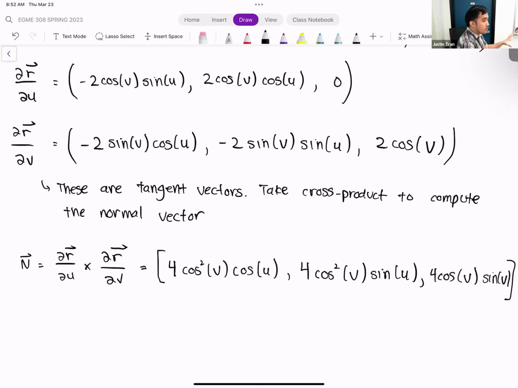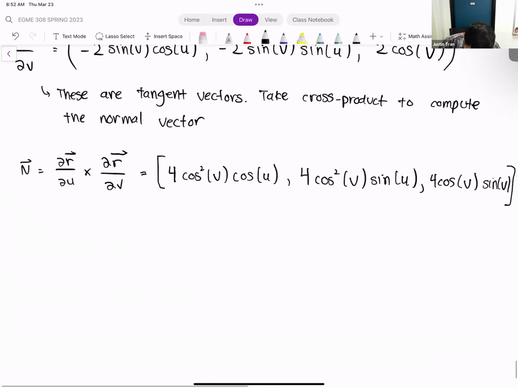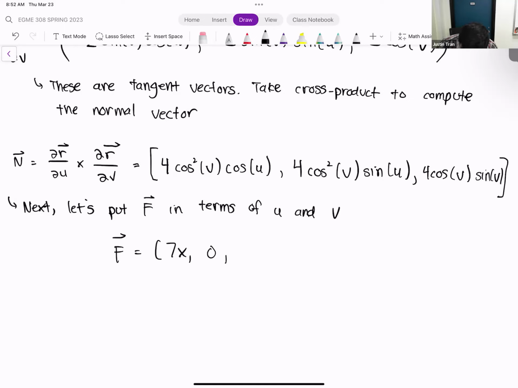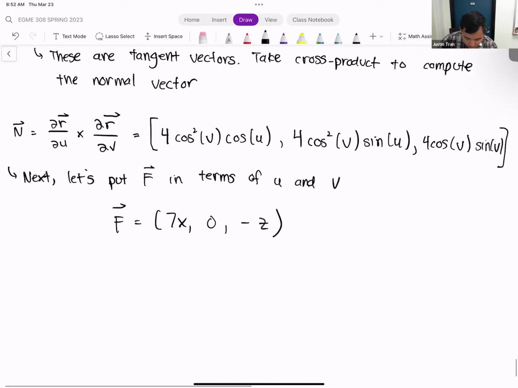Any questions on this so far? Okay. All right, so let's go on to the next step. We're going to do basically a substitution. We're going to take our vector field and put it in terms of u and v based on the parameterization of our surface. Okay, so let me write down F again. So F is equal to 7x, 0, -z. Okay. And let me write down our parameterization again.